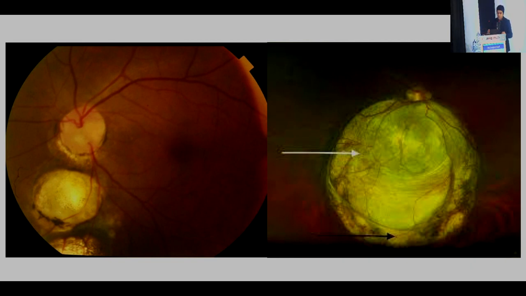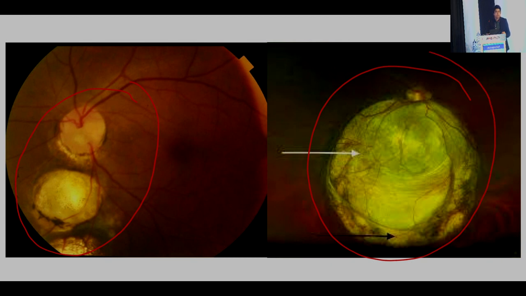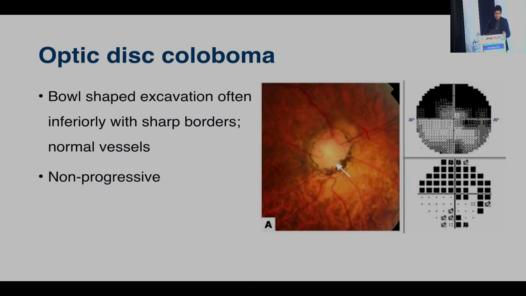So if you have a look at this photo, in general, it is a no-brainer photo for anyone sitting here. This is in fact a chorioretinal coloboma with a focal excavation of the retinochoroidal region inferiorly. But what if it presents like this? What if there is no other feature that is presenting? This is when it can mimic glaucoma. Even though it is a bowl-shaped excavation inferiorly with some sharp borders, because of its non-progressive nature, in spite of being a mimic of glaucoma, we can differentiate it from glaucomatous cupping.